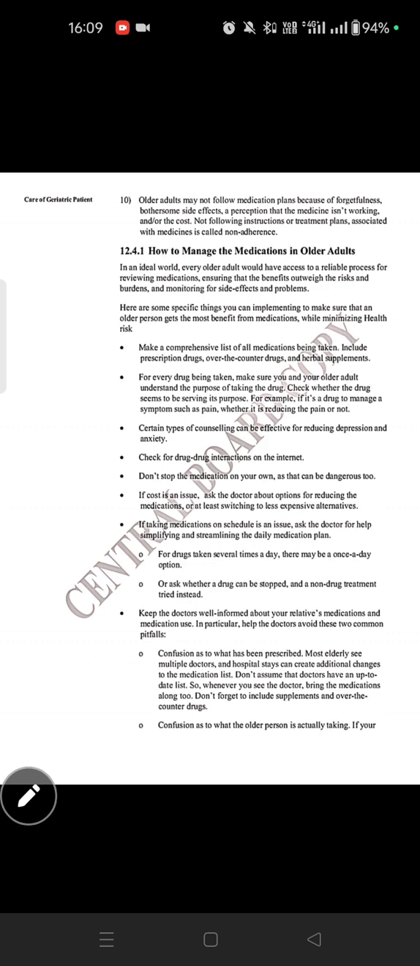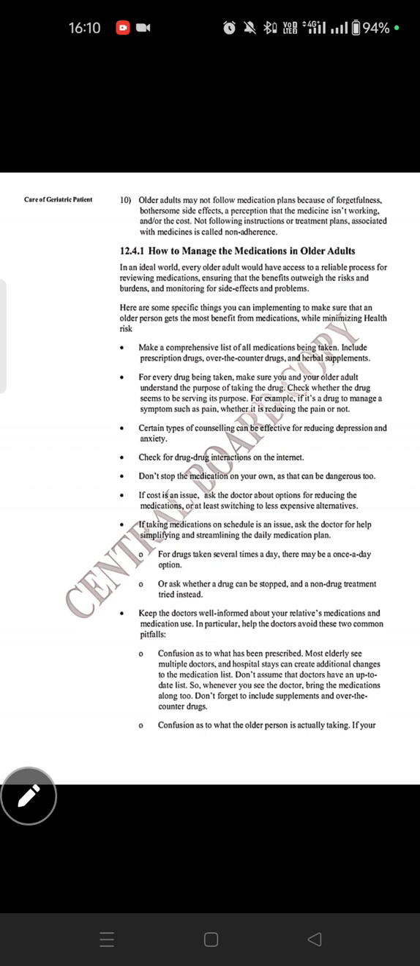Then, how to manage medication for the older adult. Make a comprehensive list of medications, including prescription and over-the-counter ones, which we should avoid duplicating. Then check whether the drug is for a specific purpose, such as pain management. Then counseling and effective content for reducing depression and anxiety can be done. Then check drug-to-drug interaction also, it is important.